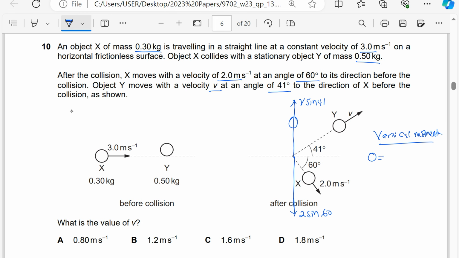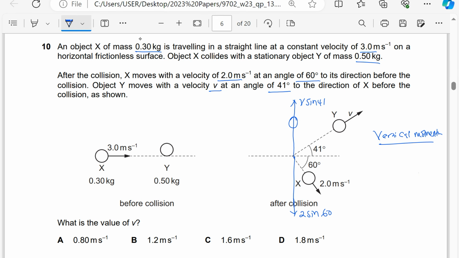So for Y it is... No, Y is 0.5. Y is 0.5 sine of 41, minus for X the mass is 0.3 sine of 60 times V. The velocity is V. What am I doing here?